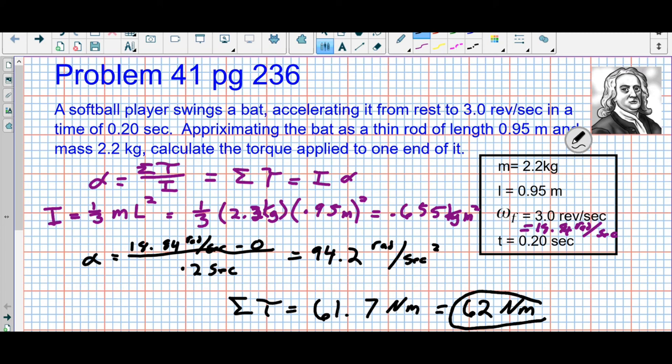So notice that I used this Newton's second law for rotation to solve this problem and not torque equals F times distance times sine of angle. The reason for that is context. What we're told here is information about the rotational motion change and also about some properties of the object so that we can find its moment of inertia. So that clues me in to using this version instead of distance times force times sine of angle.